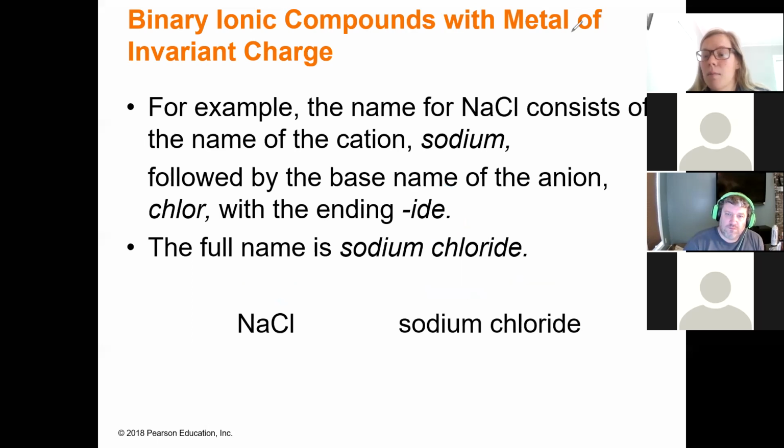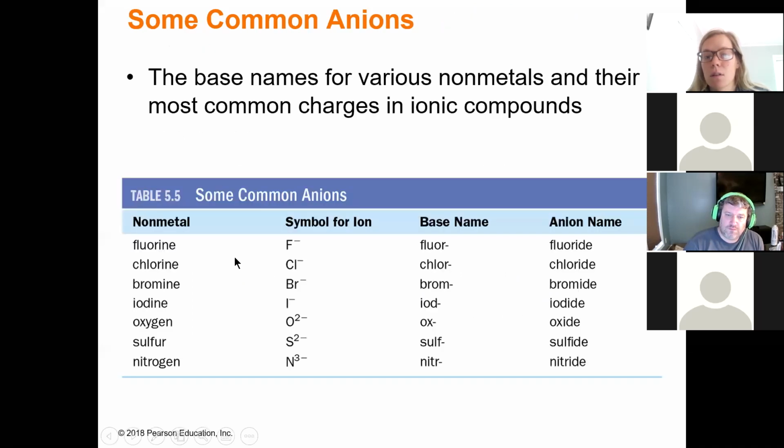What are the bases that we pull off of the nonmetals? Those are these here. So fluorine becomes fluor or fluoride. Chlorine becomes chloride, bromine becomes bromide. Oxygen does not become oxygenide, it's oxide. We truncate that one pretty extreme. We just take the O and the X, okay? Sulfur becomes sulfide, nitrogen becomes nitride. Good with that, with those names?